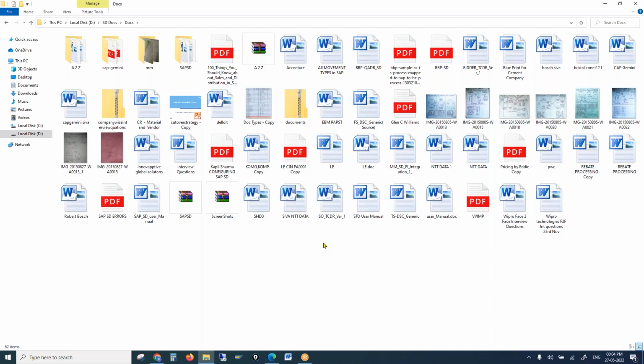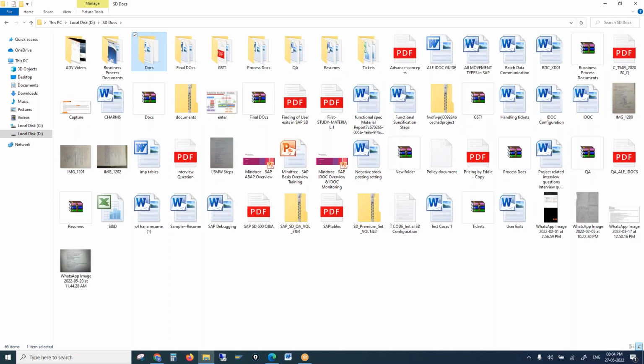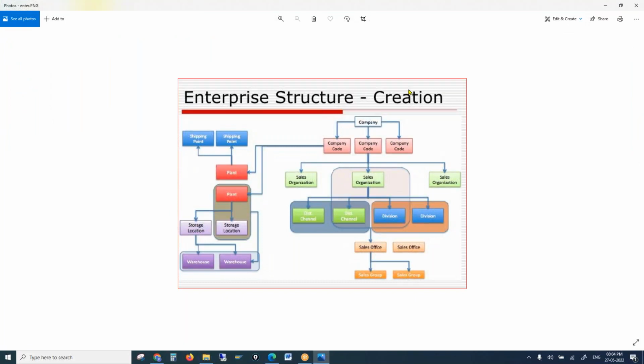So with enterprise structure, what we are trying to do is build the customer's complete system in the SAP system. Whatever physical entities the customer has, we are trying to put all of that in the SAP system. This is also called the org model or organization structure. It could be called by any name, but in SAP we call it enterprise structure. In an enterprise structure, we try to replicate the customer's business into the SAP system.